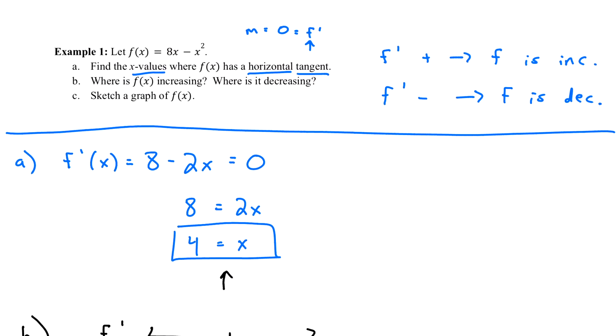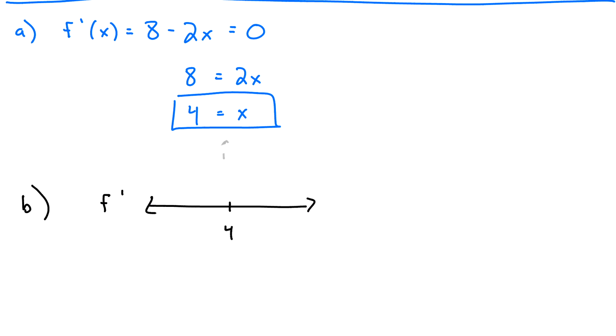Now, we just said that when x is equal to 4, f prime was equal to 0. So before I do anything else, I'm just going to put a little 0 right above 4, and that's me saying, hey, f prime is equal to 0 at x equals 4. That'll come in handy when we get to our last step, when we want to graph this function.